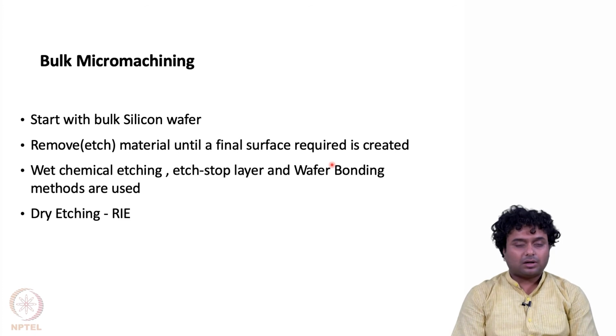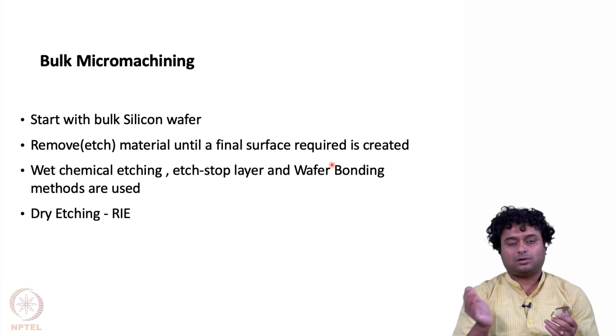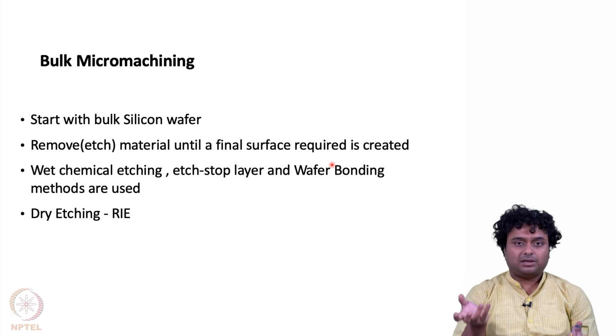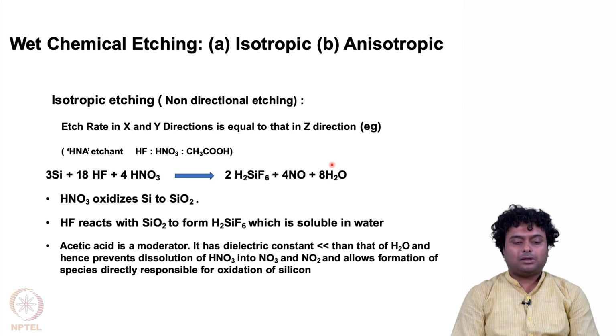And depending on our requirement we can also bond two wafers. So let us say we have a device such that on one device we have made some patterns and on another device we have made some other patterns, and for our application we need to bond them together. So that also is possible using bulk micromachining techniques. While I am discussing bulk micromachining, the first point is etching, or wet chemical etching.